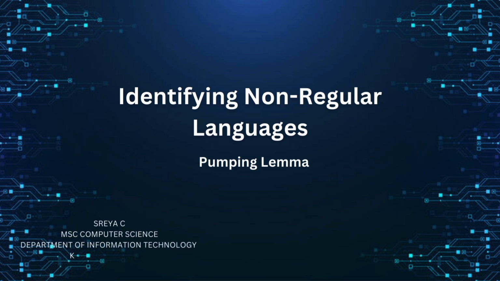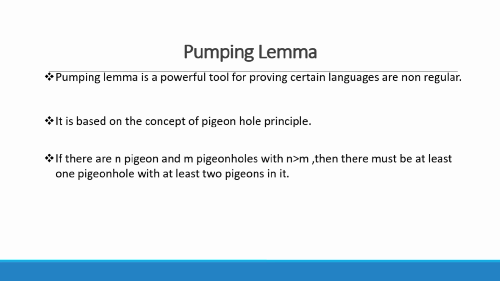Today's topic is identifying non-regular languages. Here, to decide whether a language is regular or not, we are using a theorem known as Pumping Lemma. Pumping Lemma is used to prove a language is not a regular language. Now we can look at what the Pumping Lemma is.